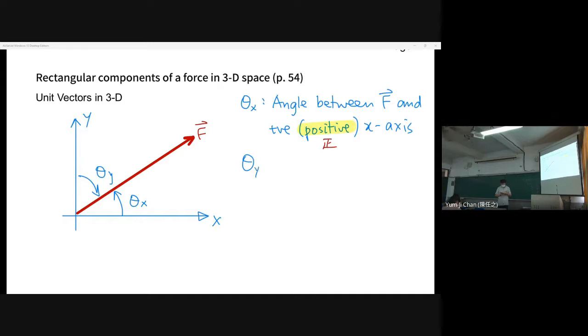And theta Y is of course the same logic, the angle between F and positive Y axis. Take some time to copy it down, and I will show you something.